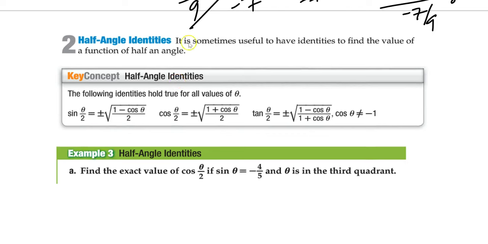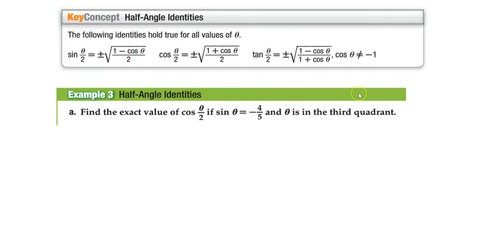This is a half angle identity. This is actually used way less than double angle identity, so you see double angle a lot more. But just so you're not totally lost, let me show you a half angle identity. It's the same process, same concept. Here are the formulas. Again, I would give them to you. And it's the same idea. Find the exact value of cosine of theta over 2, if sine theta is negative 4 fifths and is in the third quadrant.